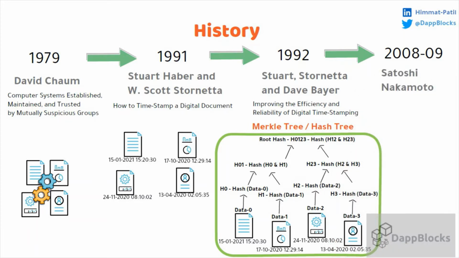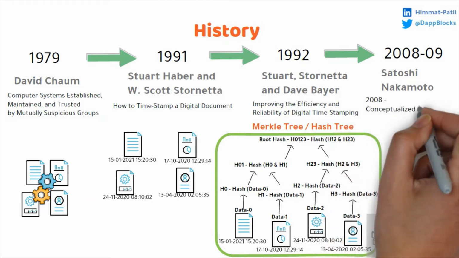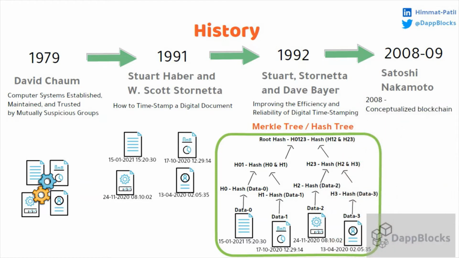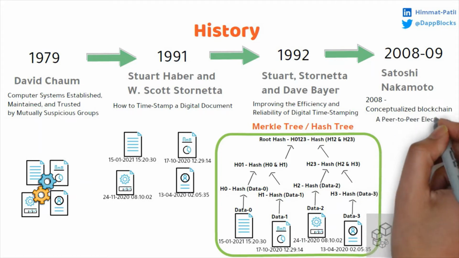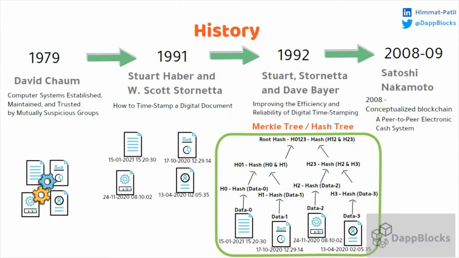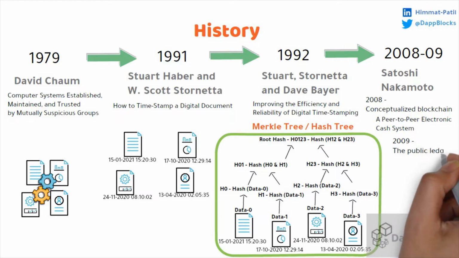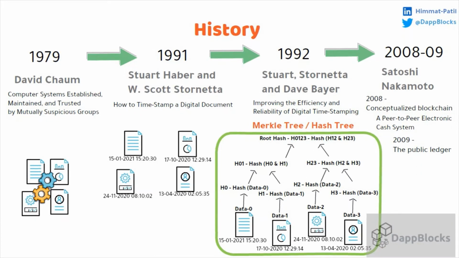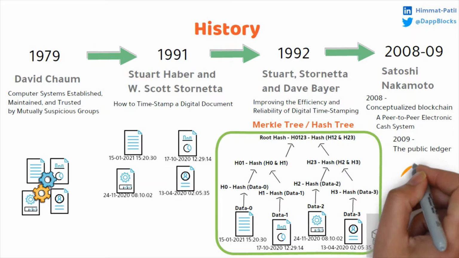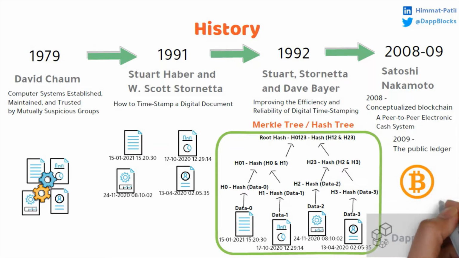In 2008 and 2009, a person or a group of persons, whose identity is still unknown, named Satoshi Nakamoto conceptualized blockchain. They improved the timestamping digital document design to add blocks to an existing chain. Satoshi Nakamoto implemented the first blockchain design, the public ledger, for transactions made using Bitcoin in 2009. And this is how the first cryptocurrency was introduced, which is Bitcoin.